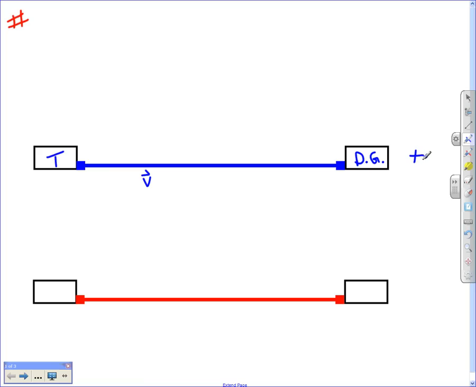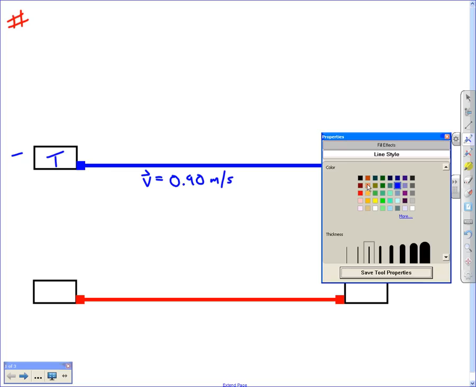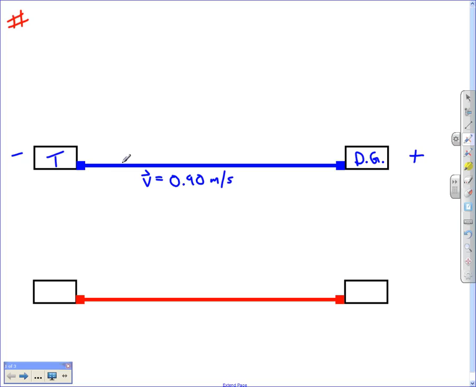We're going to call this side positive and this side negative. The velocity is going to be 0.90 meters per second. You'll notice that's positive because the velocity is towards the departure gate. There's also a man on this moving sidewalk, so we'll draw a guy here. He is moving with a velocity of 1 meter per second, also in the direction of the departure gate. So that also will be positive.